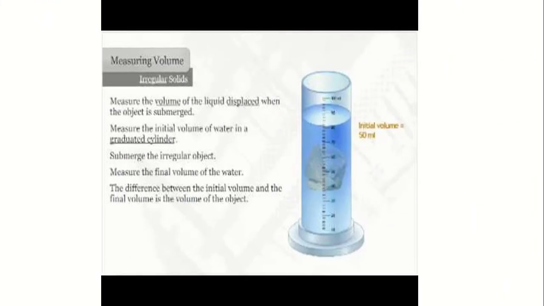So look, measuring volume of irregular solid object. Measure the volume of the liquid displaced when the object is submerged. Measure the initial volume of water in the graduated cylinder, that means before submerging the object. Then submerge the irregular object. Measure the final volume of the water. From the difference between the initial volume and the final volume, the volume of the object is obtained.